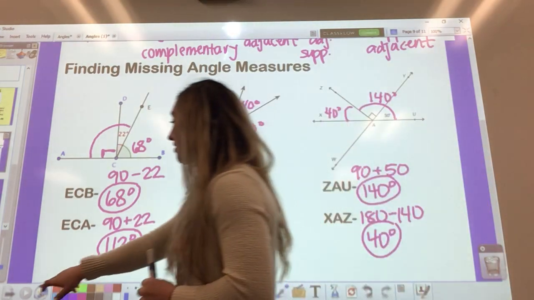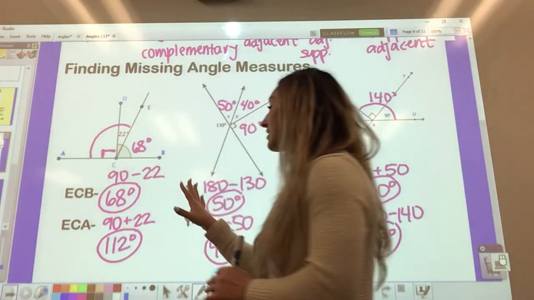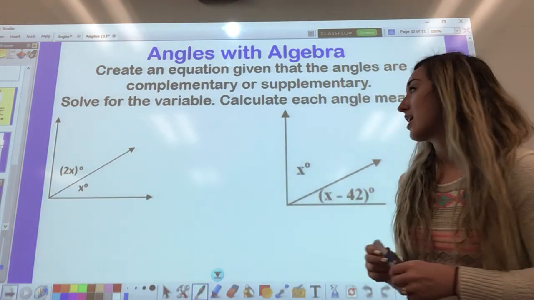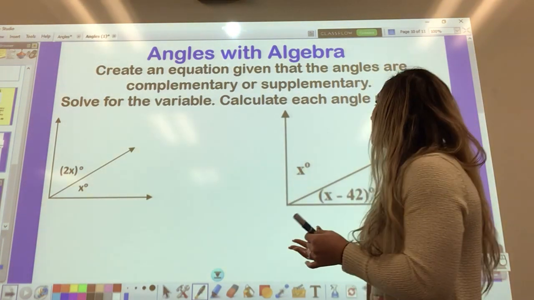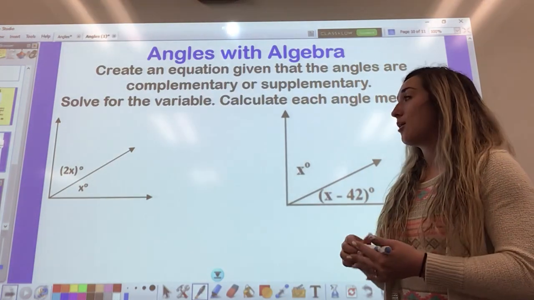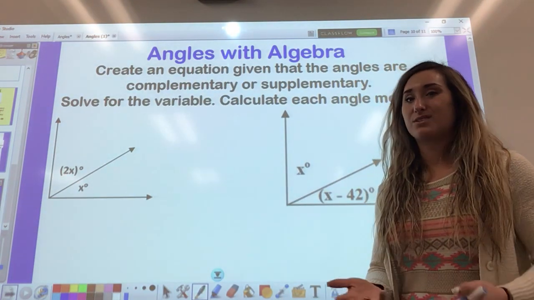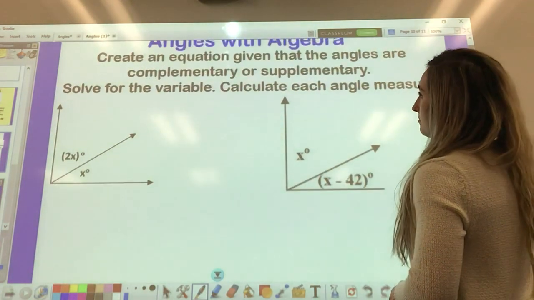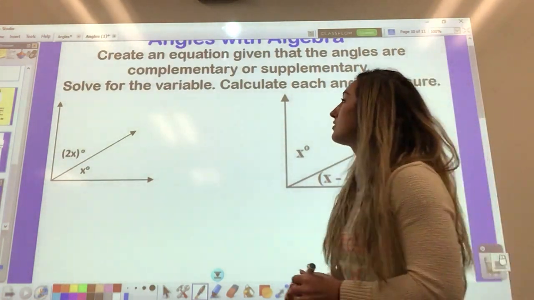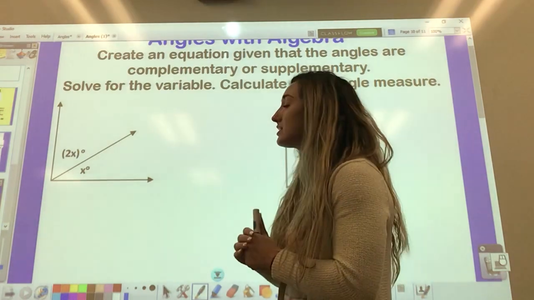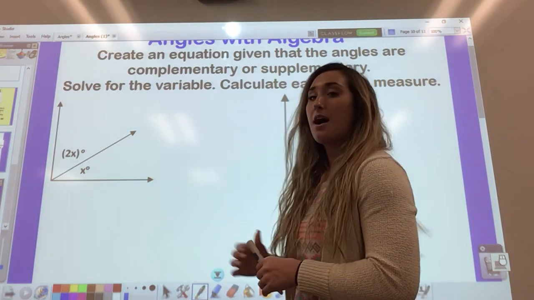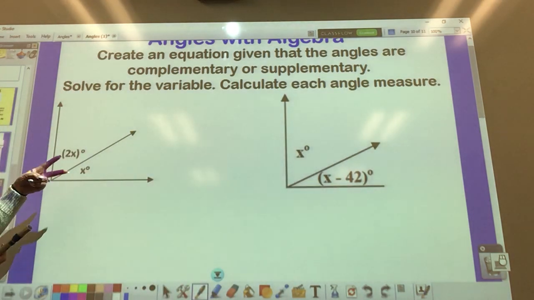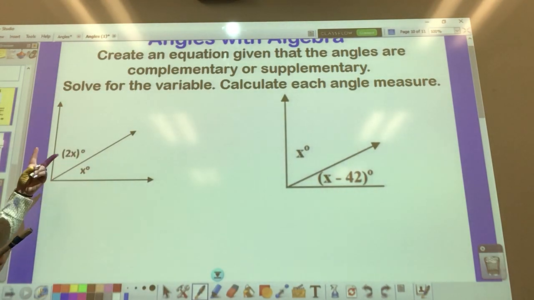On the back, though, we're not going to be given enough information to just solve it in our heads or using subtraction. We are going to have to set up an equation to help us find the variable, to help us find the missing angle measures. So, like I said, we're going to create an equation to help us figure these out. For this one, we don't know either of the angle measures. We just know this is a certain amount and this is twice the amount.